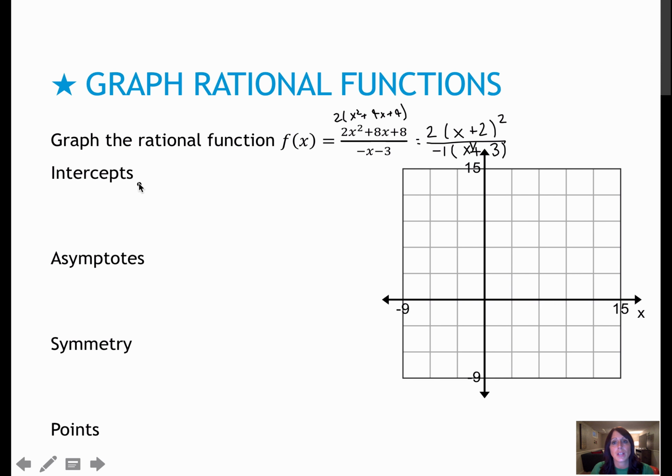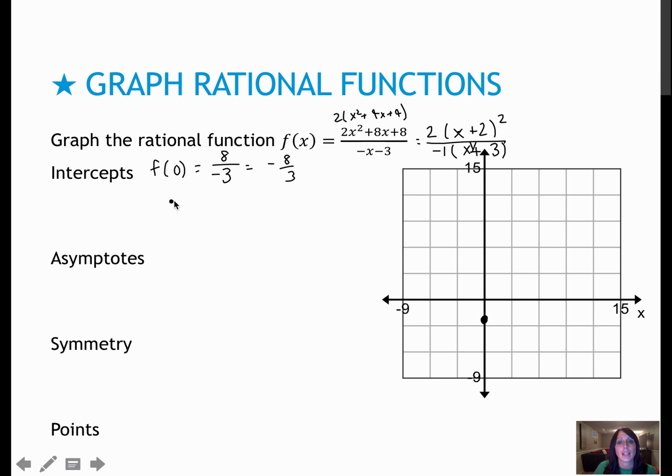To find the intercepts, first I would plug in 0. That would give me 0 plus 2, which is 2, squared, which is 4, so that's 8 on the top. And then 0 plus 3, which is 3, times negative 1, so negative 3. So that's negative 8/3 for my y-intercept. It looks like I'm going by 3s here, so I'm really close to this point. That's my y.